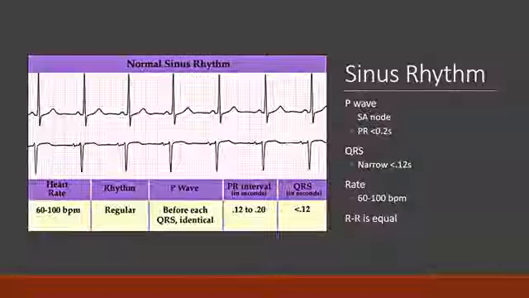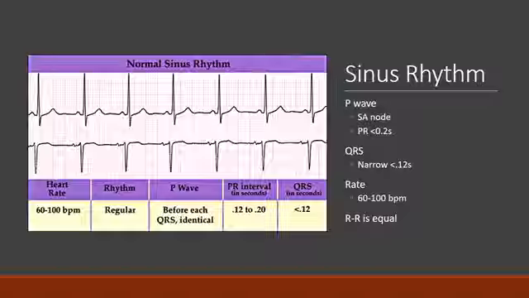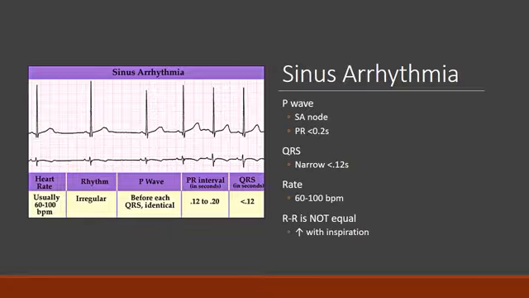For sinus rhythm, the rate should be between 60 to 100 beats per minute. Remember that the SA node's inherent rate of depolarization is somewhere between 60 to 100 beats per minute. And with sinus rhythm, the R to R interval should be normal, should be equal.